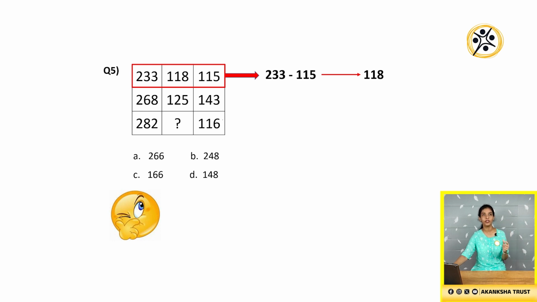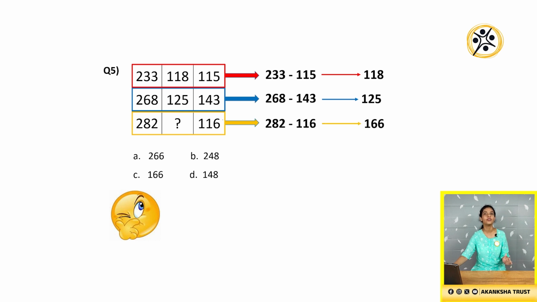So let us confirm if this relationship is adhered to by the second row entry as well. So when we do 268 minus 143, we get the answer as 125. So it means that for the third row entry, all we have to do is 282 minus 116 and we arrive at the answer. So 282 minus 116 will give us the answer of 166. We can find the 166 option in C, and that is our right answer for the fifth question.